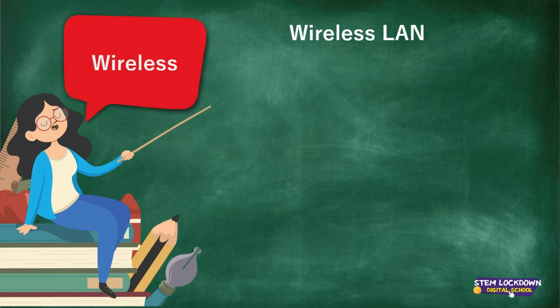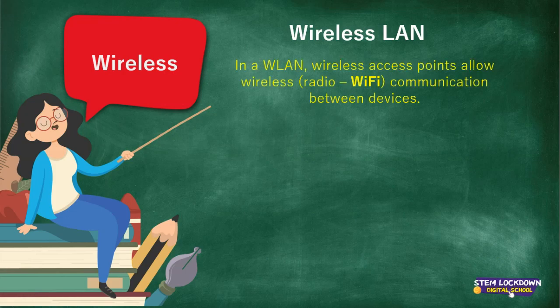Then we have a wireless network, right? In a wireless local area network, access points allow wireless communication between devices. So this wireless communication is usually Wi-Fi, right? Now, the term Wi-Fi, what does it stand for? It actually stands for wireless fidelity, right? The Wi is the first two letters of wireless, and the Fi is the first two letters of the word fidelity, right?